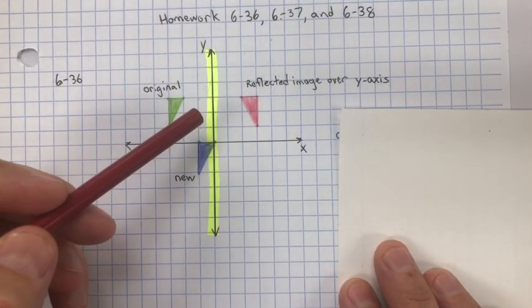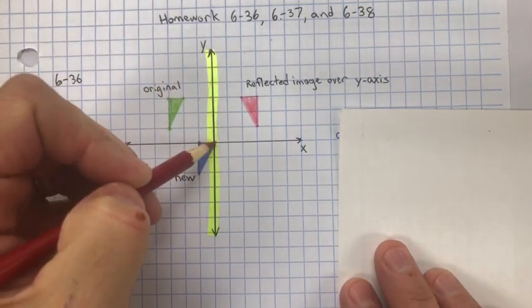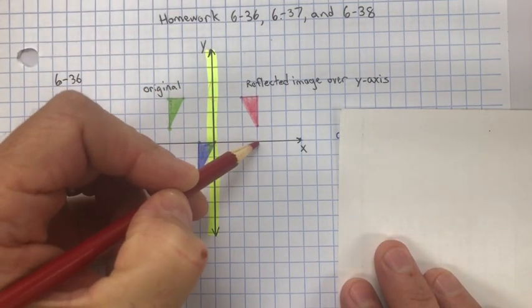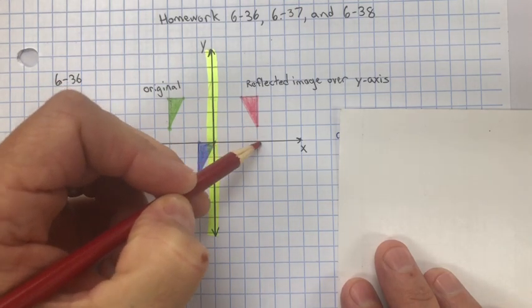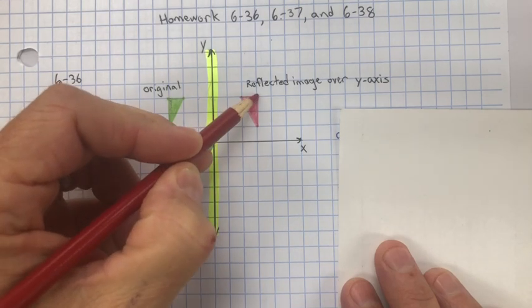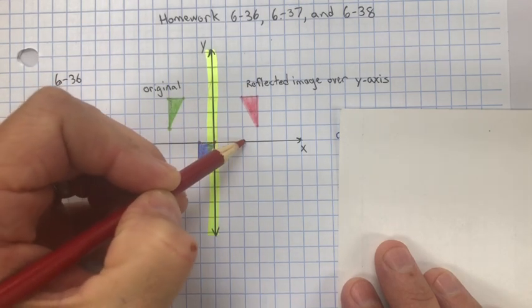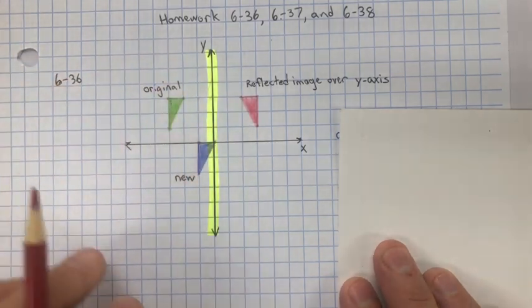Now, what are the coordinates of the new triangle? So we have 3 on the x, +1 on the y, so 3, 1. We have 3, 3, and 2, 3.